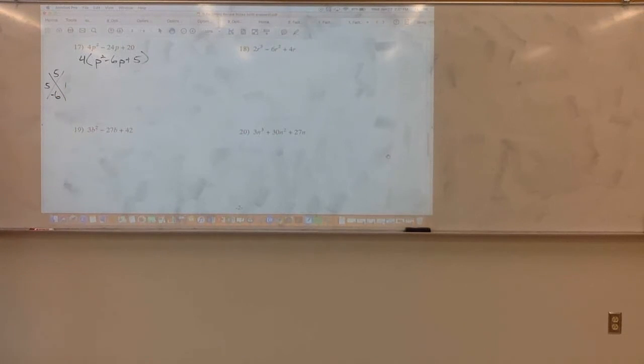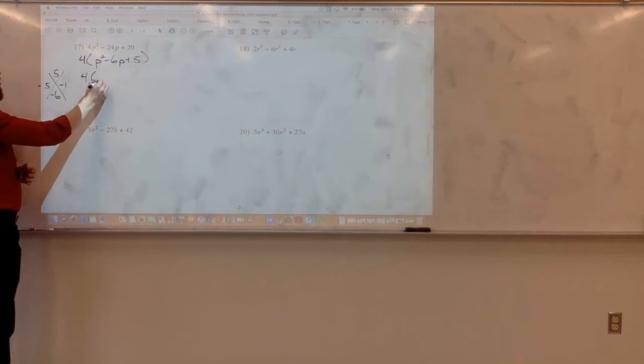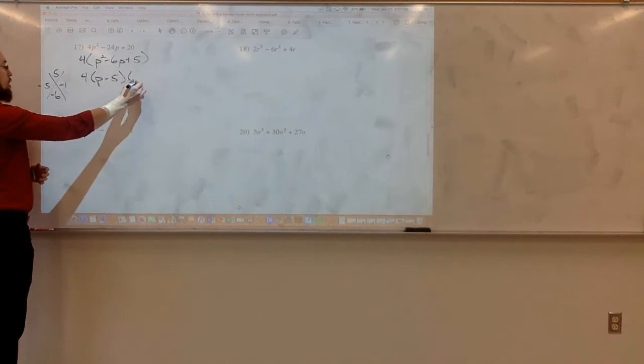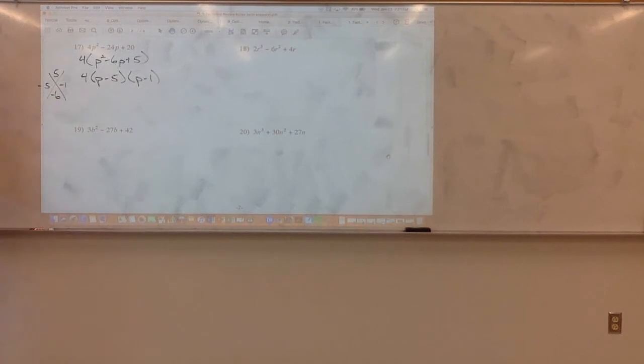Negative 5, negative 1, right? They should both be negative. Okay, because -5 plus -1 is -6, and -5 times -1 is +5. So since my a value was 1, I can go straight to factors here, right? So I can just make this p minus 5 and p minus 1. And that's it. That's my answer. Questions on that? Do we want to do another one?